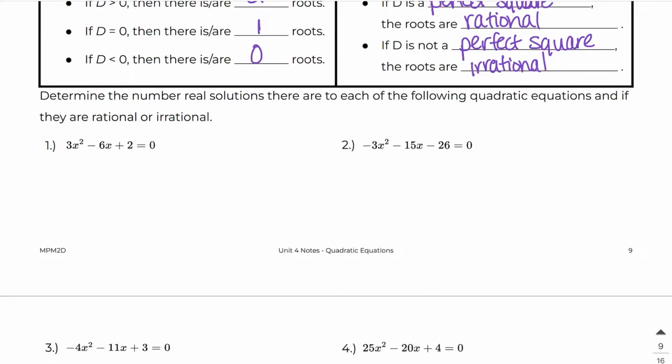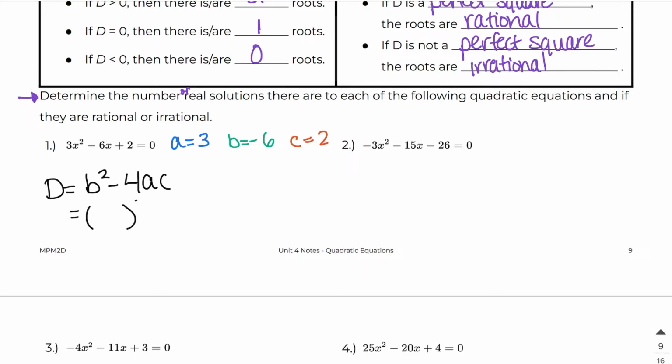So this question right here says to determine the number, this should say, of real solutions there are to each of the following quadratic equations and if they are rational or irrational. So I'm going to do the same thing that I've always done. It has to be equal to 0 on one side. I'm going to say a equals, here I know a is 3, b is -6, and c is 2. But this time I don't have to do the whole x equals -b plus or minus the square root of all that stuff. All I have to do is just the b squared minus 4ac.